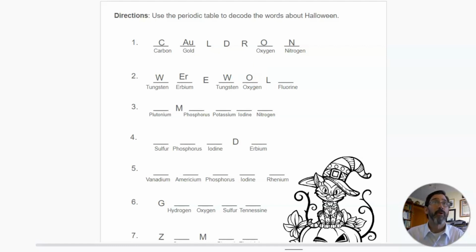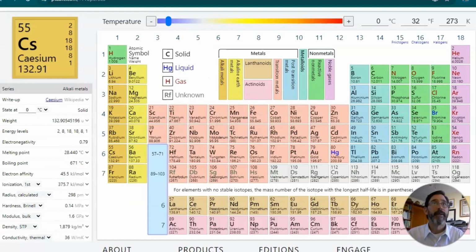Next up, fluorine. You'll find fluorine right next to oxygen. Number 9, capital letter F.